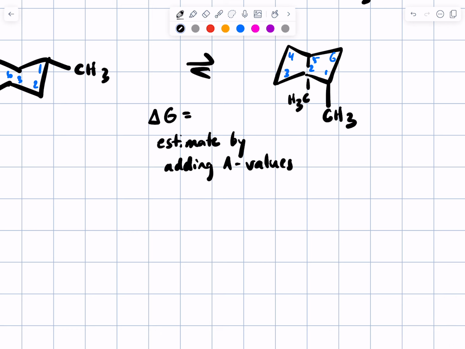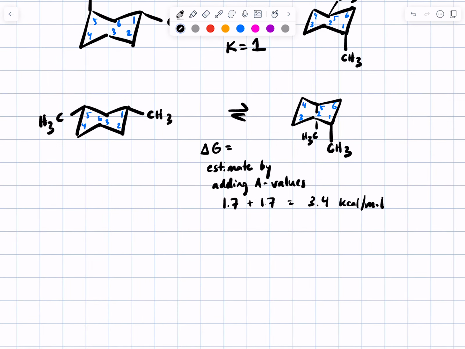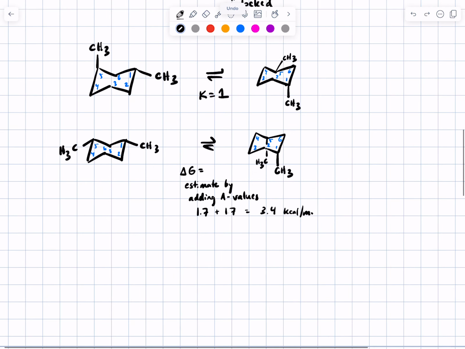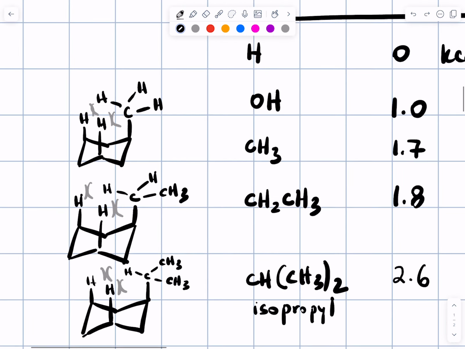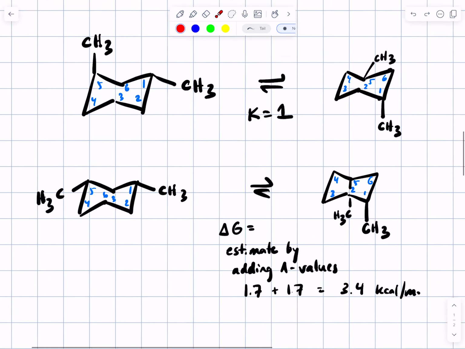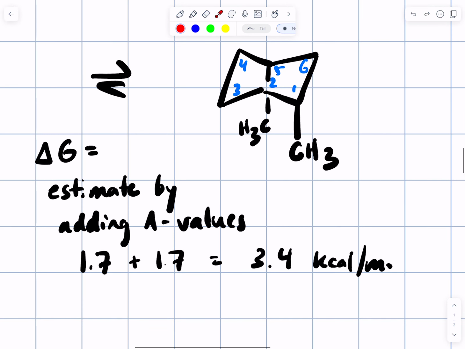So 1.7 plus 1.7 equals whatever kilocalories per mole. I can't do math. Why are you asking me to do math? Probably it's worse than that, because remember, these A values come from a single methyl group or a single substituent clashing with two other protons. You have something worse going on here because the two methyl groups are now clashing not with two protons, but with a proton and another methyl group.